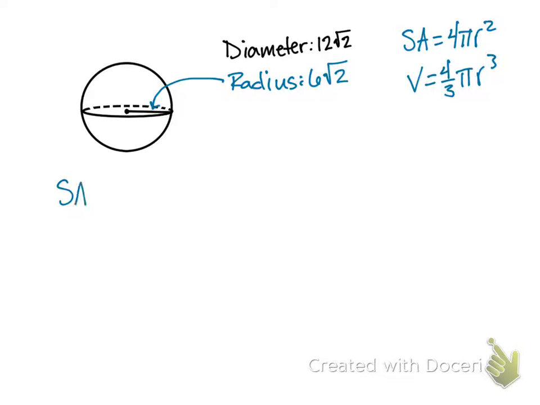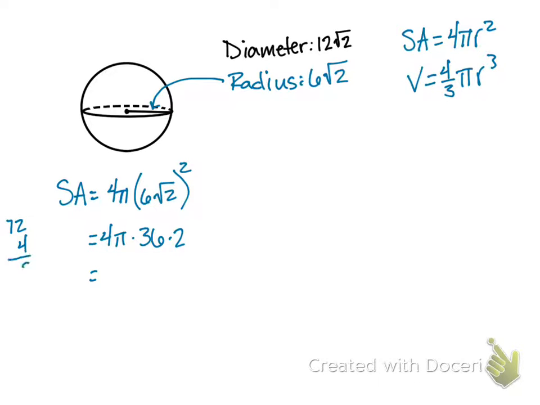All right, surface area. 4 pi radius squared. 4 pi times 36 times 2. All right, so I might need to do some quick math with this. 36 times 2 is 72 times 4, 288 pi units squared is our surface area.